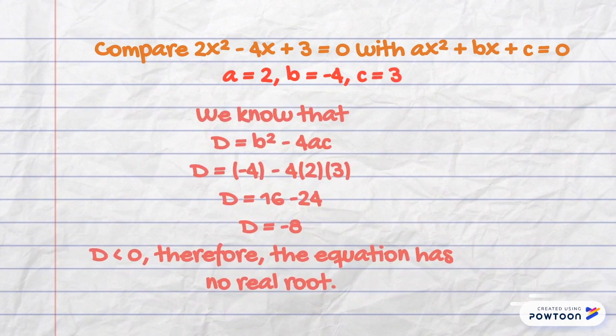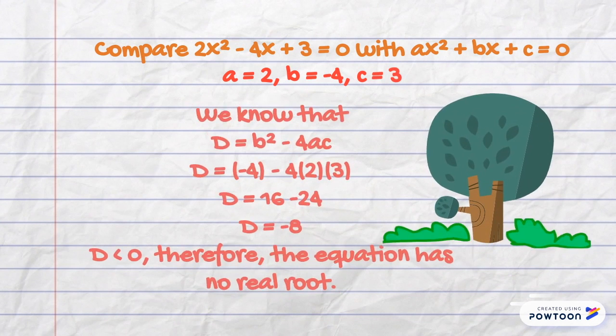So first we have to compare 2x squared minus 4x plus 3 equal to 0 with ax squared plus bx plus c equal to 0. So a is equal to 2, b is equal to minus 4 and c is equal to 3. So we know that D equals b squared minus 4ac. We substitute the numbers in this formula and then we know that D is equal to minus 8. So if D is less than 0, the equation has no real root.